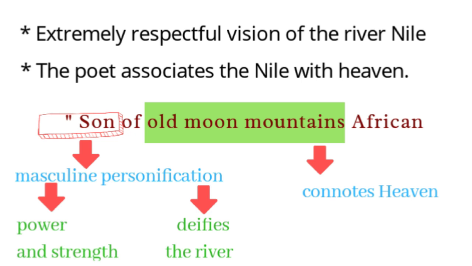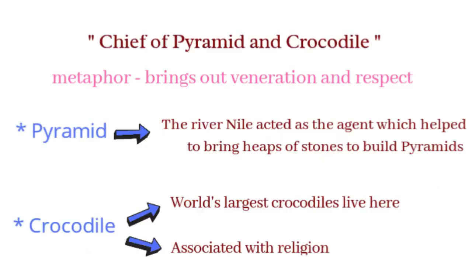So the poet deifies the river, saying that it is a son from the heaven. Therefore, the river also has a heavenly element. So the poet suggests that it is not an ordinary river, it is a sacred one.